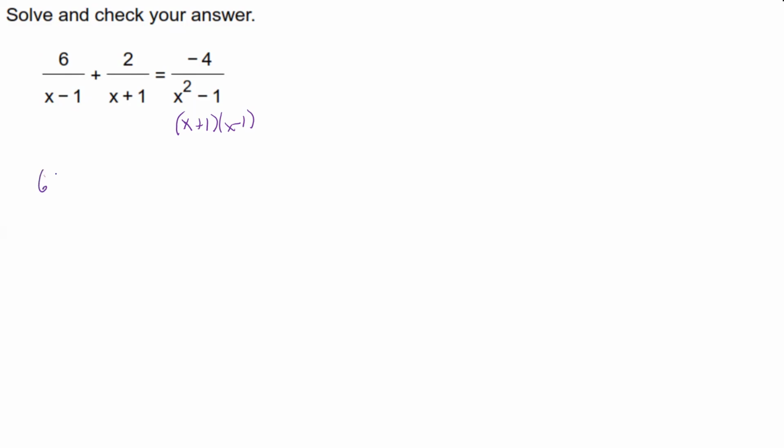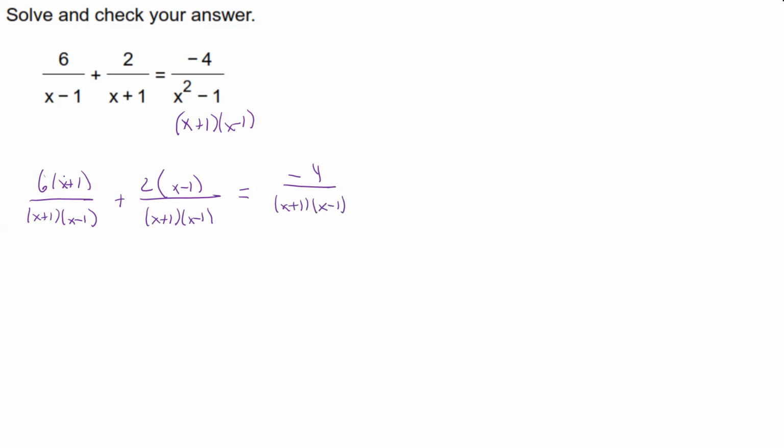So that would give us 6 times x plus 1 over x plus 1, x minus 1 plus 2 times, well, now we have to multiply by x minus 1 over x minus 1 to get to the right common denominator. And then that's equal to what? Well, that's equal to negative 4 over x plus 1, x minus 1.